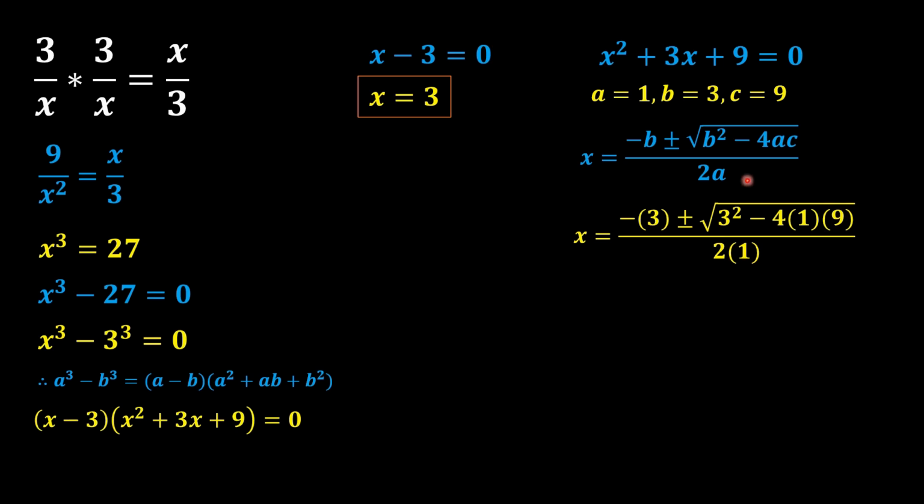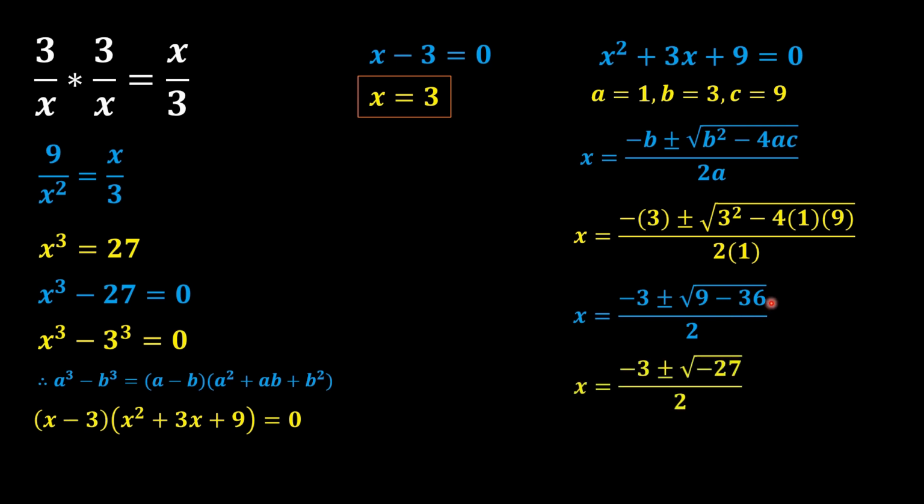Now we should simplify this under root value, as 3 square will be equal to 9 and 4 into 9 into 1 will be equal to 36. Now 9 minus 36 will be equal to minus 27. The other values will be the same. Now this minus 27 can be written as 3 under root 3 iota. So here we get two more values for x, which is x is equal to minus 3 plus minus 3 under root 3 iota over 2.